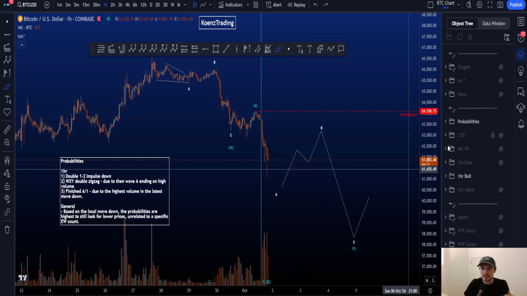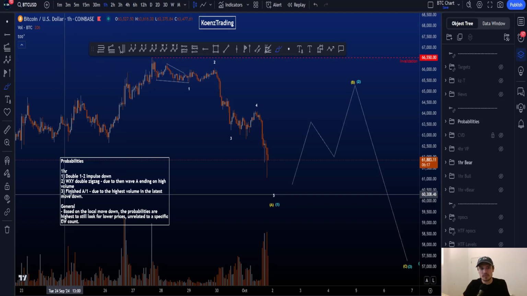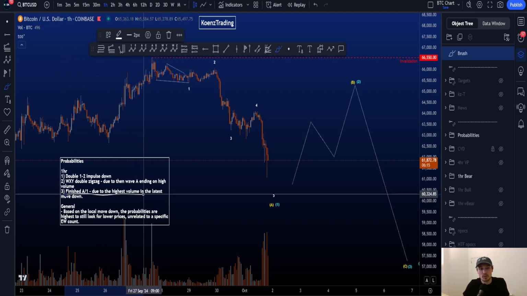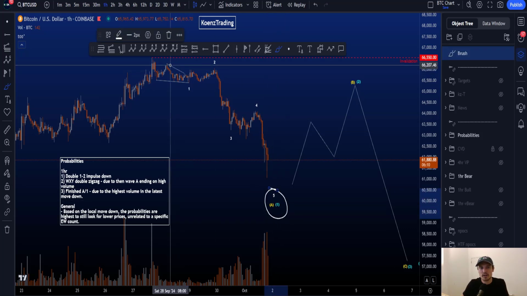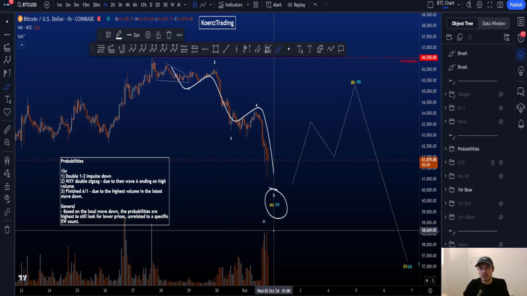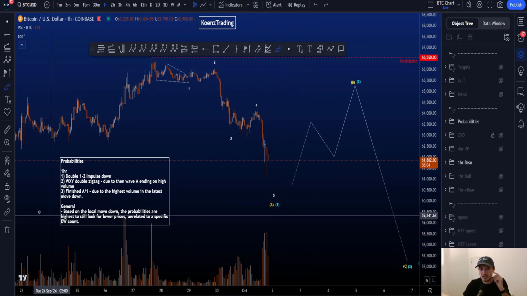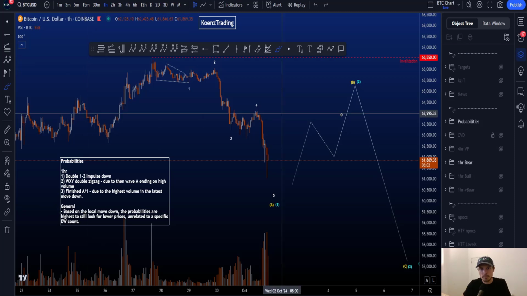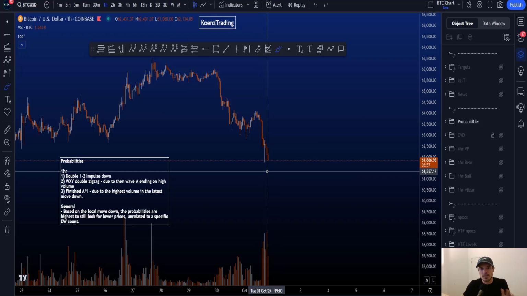So therefore, this takes the number 2 spot, and then on the number 3 spot, we have a finished A or 1 due to the highest volume in the latest move down again, because it is very uncommon for a wave 5, and then a 1, 2, 3, 4, 5, to have the highest amount of volume. However, and this is important, in general, based on the local structure to the downside over here, the probabilities are highest to still look for lower prices unrelated to a specific Elliott wave count.